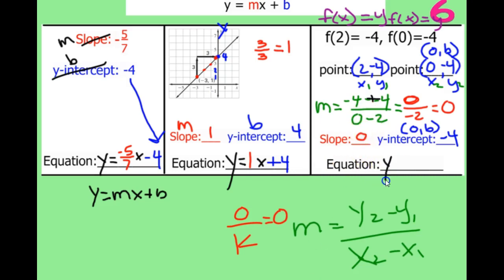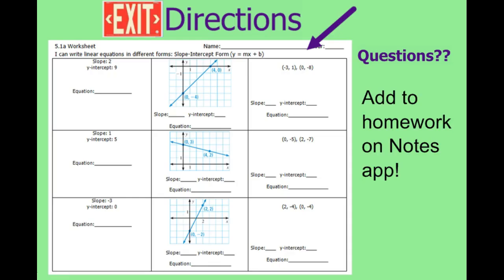So here we could write y equals 0x minus 4. Or, you guys, 0x, it's like there's nothing there, it's just 0. So you could just write y equals negative 4. And that's it. Your homework is very similar to this.